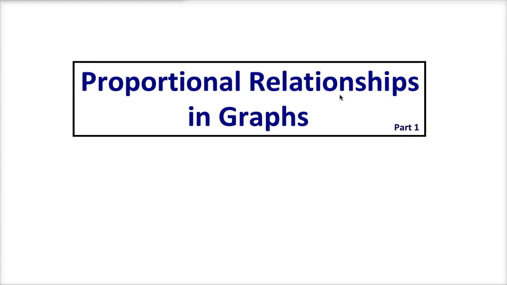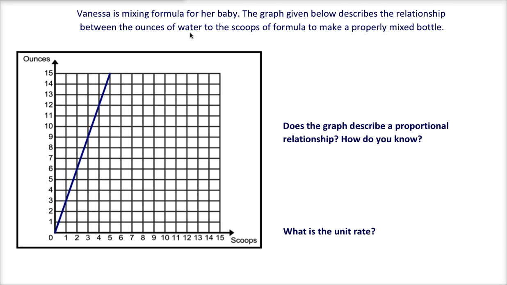Let's see what proportional relationships look like in graphs. So here's what we're working with. If you happen to have little siblings at home, like baby brothers or baby sisters, then you'll understand this situation a little bit better. So our situation says Vanessa is mixing formula for her baby. So she's making a bottle for her baby, right?